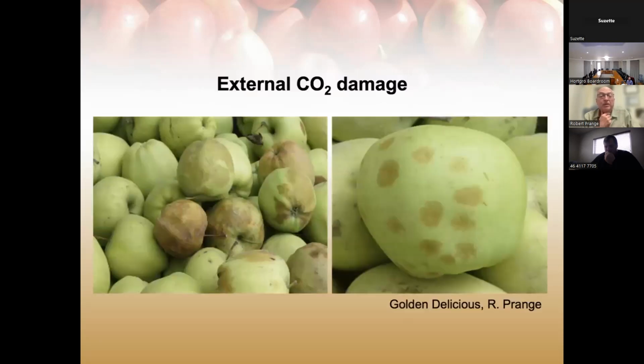Here's an example of external CO2 damage. It's on Golden Delicious, and this is classic external symptoms when you have too much carbon dioxide, kind of a rusting and browning, and quite often, as you can see on the right, the epidermis actually collapses.